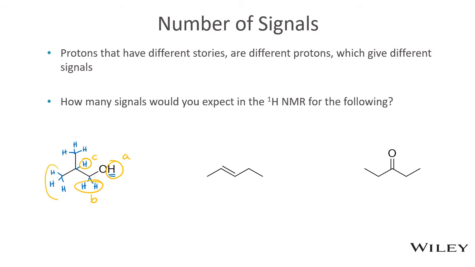Now lastly, we have these 3 hydrogens and these 3 hydrogens. Now these ones are bound to a carbon, which is bound to this particular carbon containing hydrogen C. These 3 are also bound to a carbon that's bound to the carbon containing hydrogen C. So these two have the exact same description, which makes them the same type of protons. So we have 4 types, which means we would expect 4 signals.